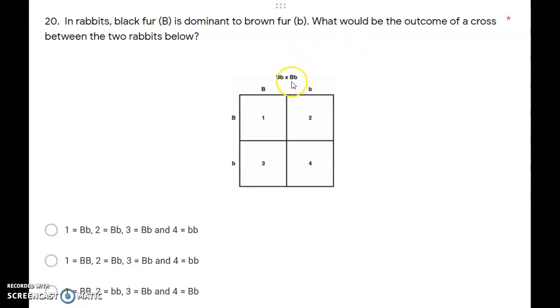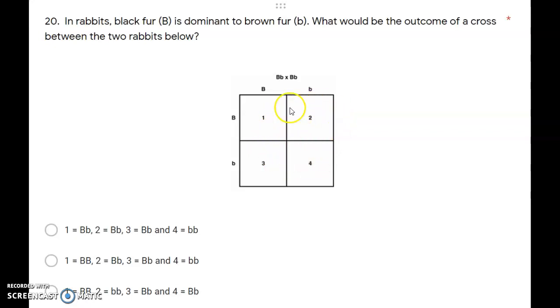So the two rabbits below, we can see the cross here. One parent is big B, little b. So here we see that one parent. The other parent is also big B, little b. And here is the second parent. So the question is, what would be the outcome of the cross between those two parents?